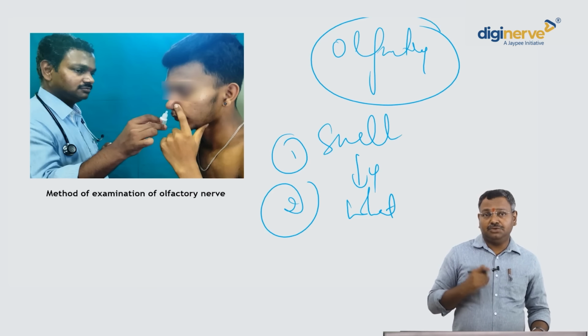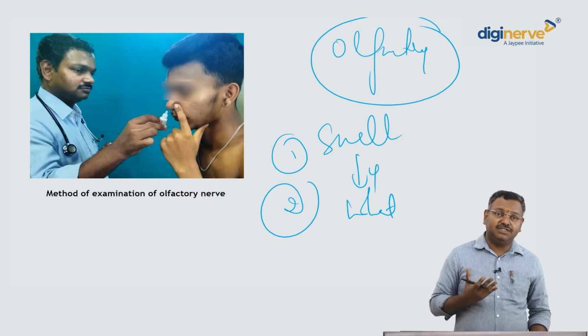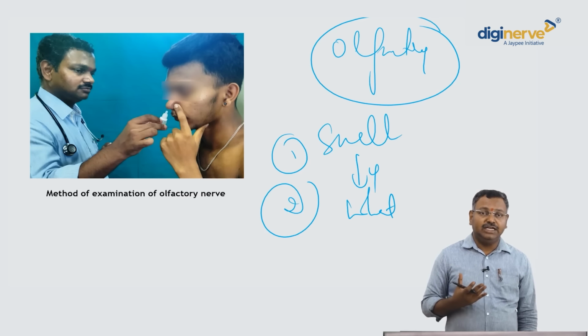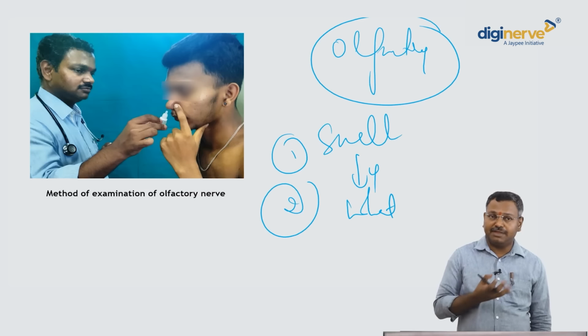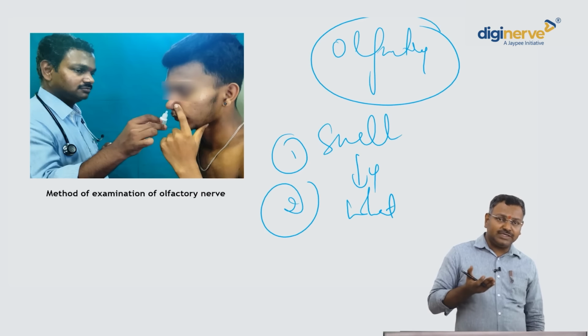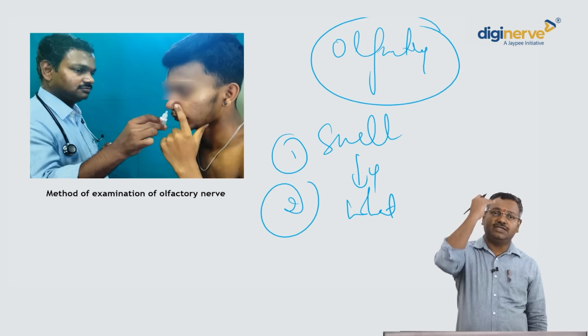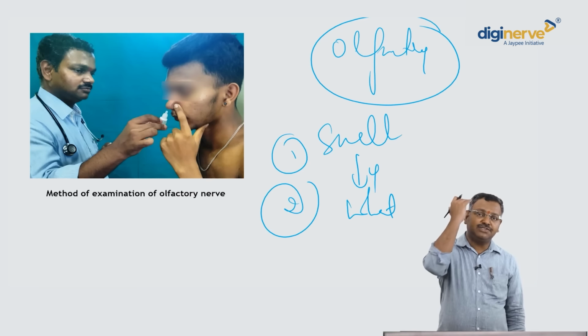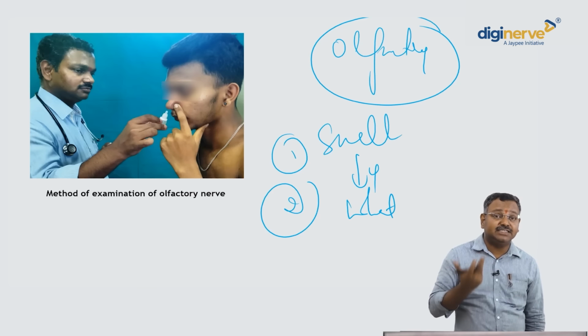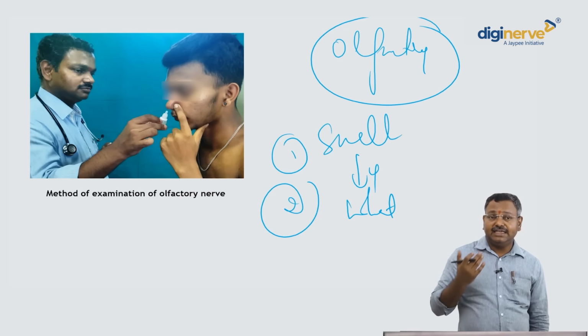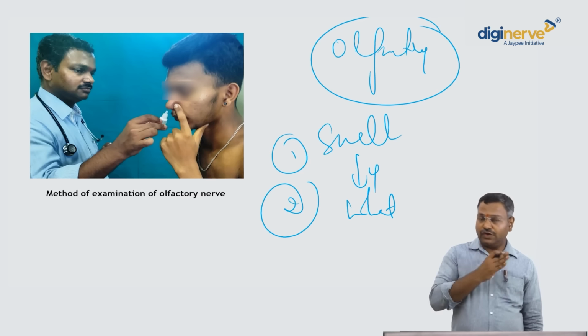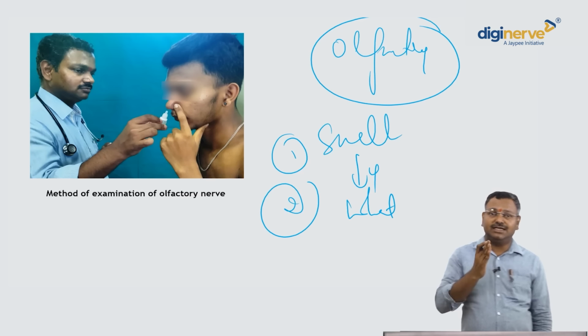Again, remember, you have to use milder smell substances. You can use soap, you can use peppermint oil, you can use coffee, simple things which you can carry. Do not use anything that effervesces and vaporizes and goes up, because it will stimulate the trigeminal nerve and the sensation may be perceived because of that. Here we are checking the first cranial nerve. So you are going to do it with individual nostrils and then compare.